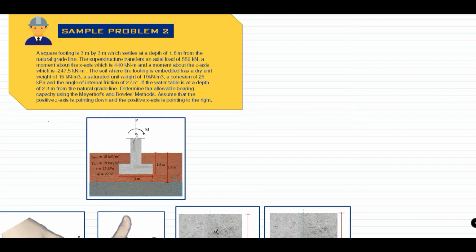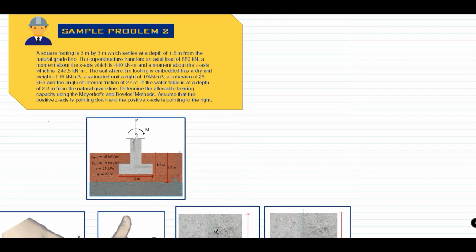So, the soil where the footing is embedded has a dry unit weight of 15 kilonewton per cubic meter. So, ito siya. A saturated unit weight of 19 kilonewton per cubic meter. A cohesion of 25 kilopascal and an angle of internal friction of 27.5 degrees. So, yan na yung mga given natin. Sabi din dito, the water table is at a depth of 2.3 meters. So, ibig sabihin, yung water table natin from this natural grade line, ayan siya. So, it is at a depth of 2.3 meters.